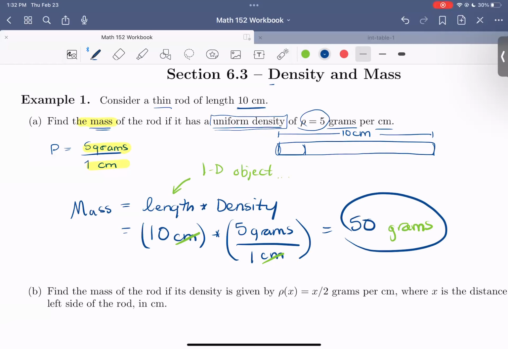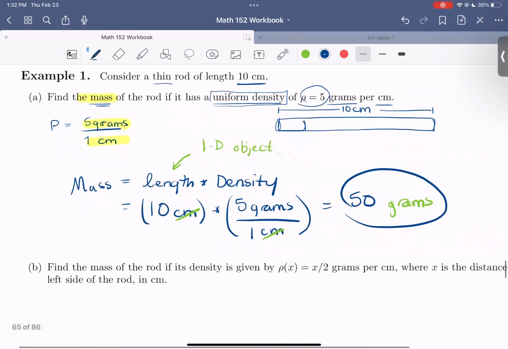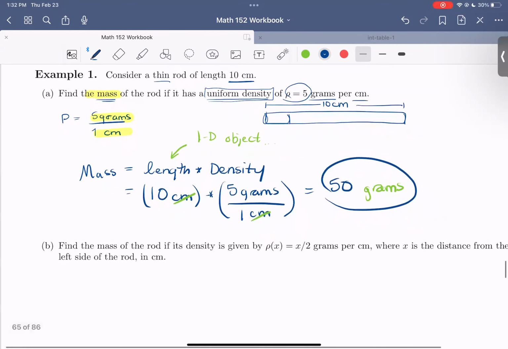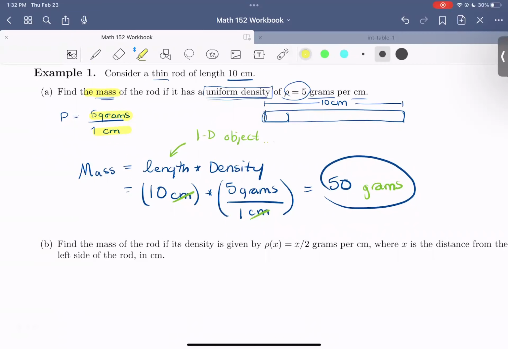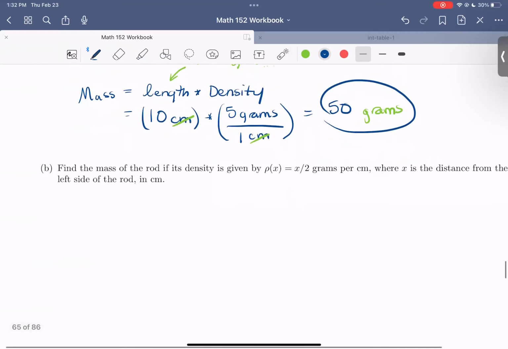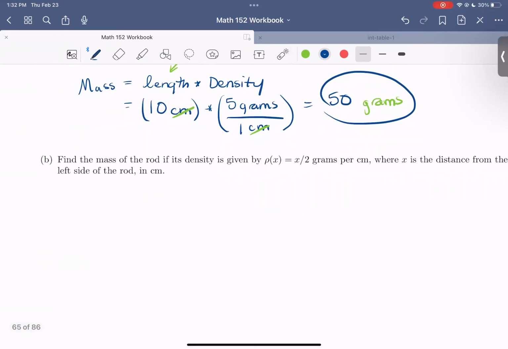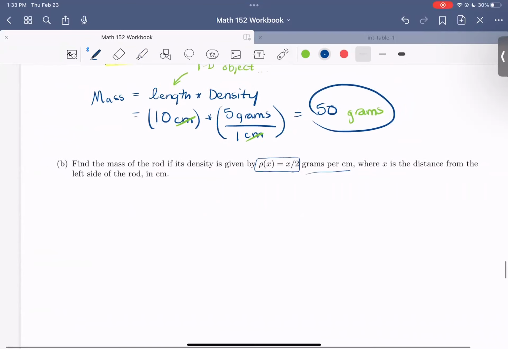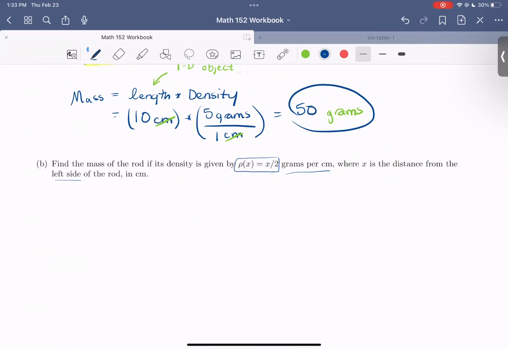So why do we need calculus to compute such values? Well, density is not always as simple as example 1. We don't always have uniform density. In some cases, the density changes as we vary across an object, which is the case in example 1, part B. Part B says, find the mass of the rod if its density is given by a function of x. The density at x is x over 2 grams per centimeter, where x is the distance from the left side of the rod in centimeters. If we draw our picture here, I have our rod.